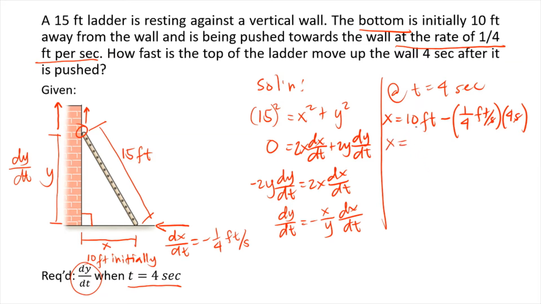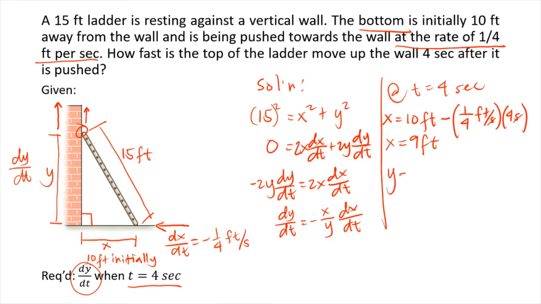X is 10 feet minus 1/4 times 4, that's 1, so 10 feet minus 1 foot. X is 9 feet after 4 seconds. Okay, so we now have X. We also have the length of the ladder, which is the longest side of the right triangle. So using the Pythagorean theorem, we can solve for Y at 4 seconds.